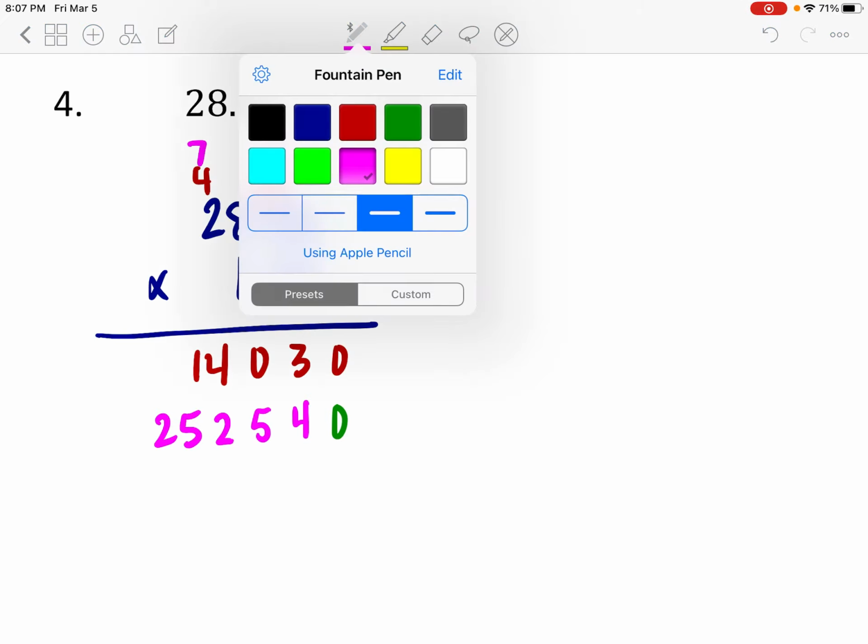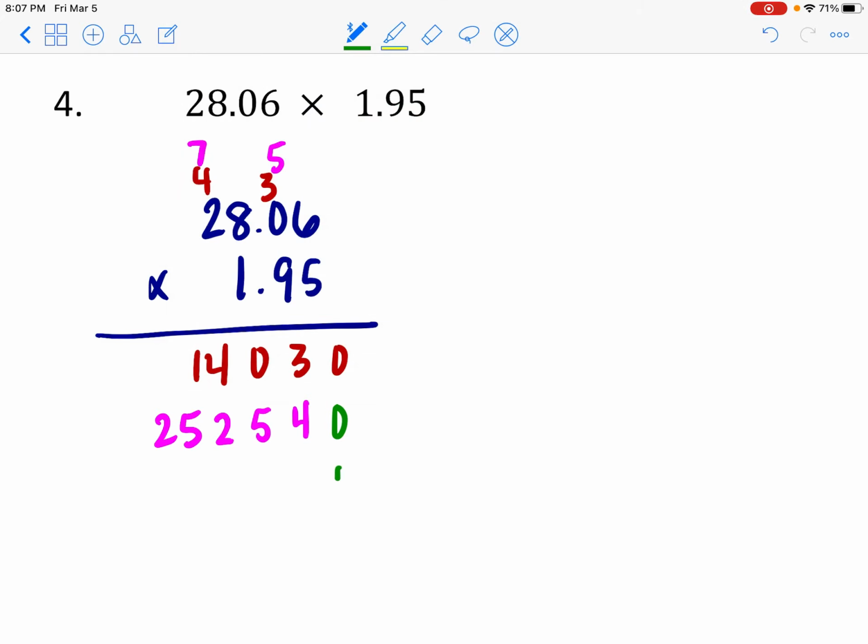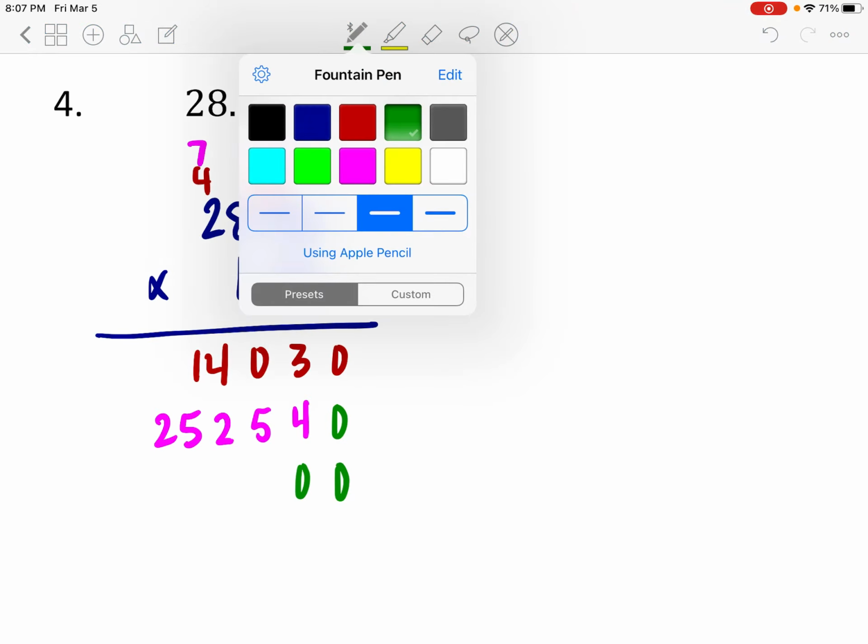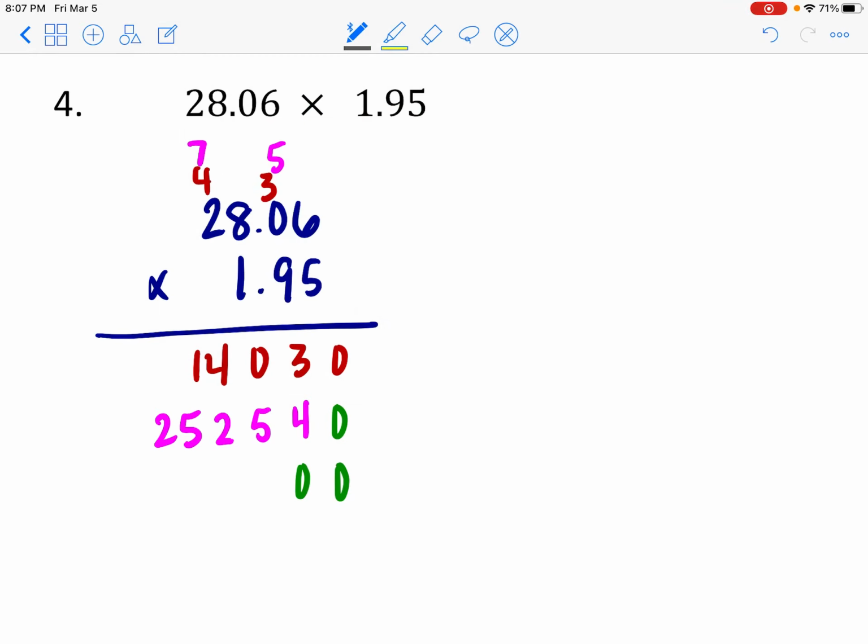And now we've got another row. So I'm going to put 2 placeholder zeros in. And now pick another color, multiplying by 1. 1 times 6, that's not so bad. That's going to be 6. 1 times 0 is 0. 1 times 8 is 8. And 1 times 2 is 2. And at long last, we can add to get our final answer.